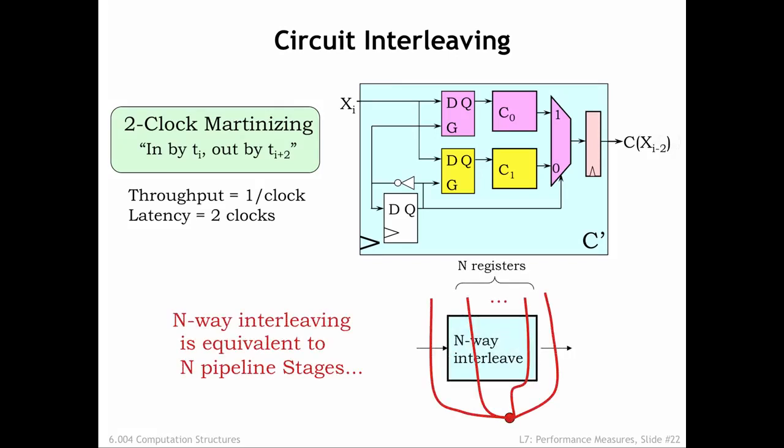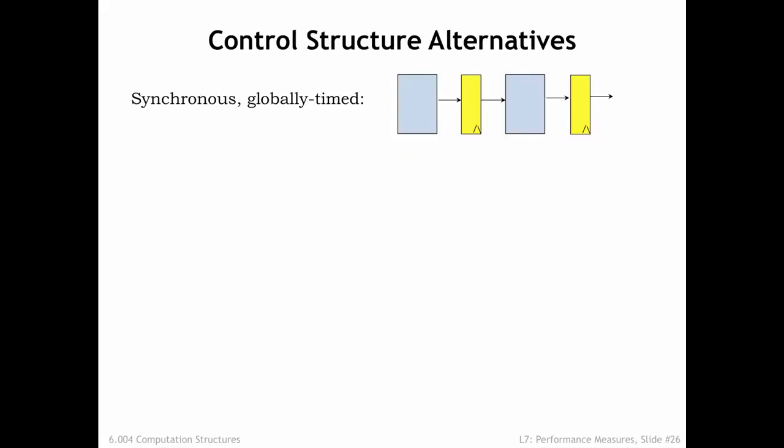When incorporating an N-way interleaved component in our pipeline diagrams, we've been designing our processing pipelines to have all the stages operate in lockstep, choosing the clock period to accommodate the worst-case processing time over all the stages. This is what we'd call a synchronous, globally timed system.